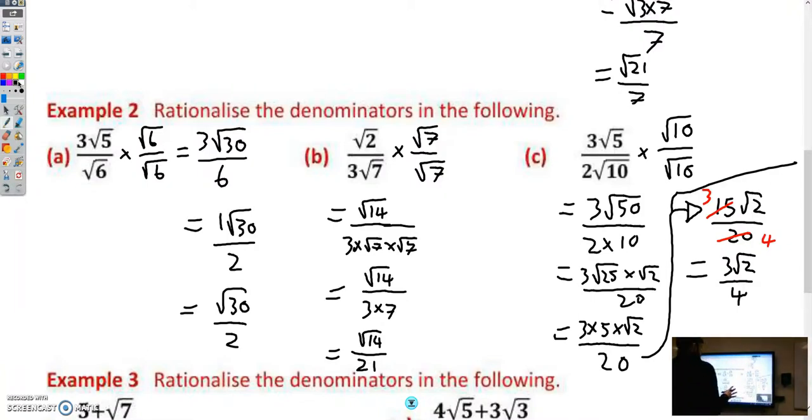Okay, a more complex example, but the process is the same. You rationalize and then you simplify.